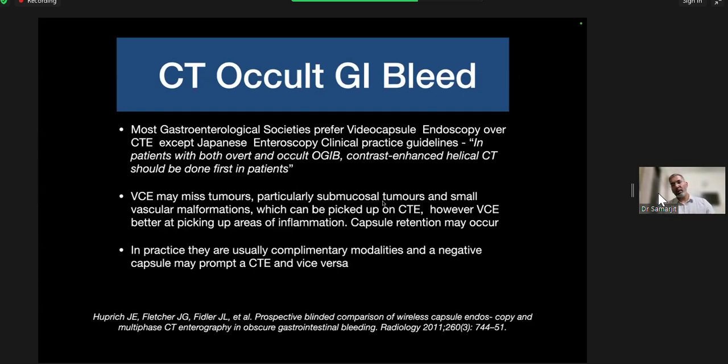However, if you want to pick up mucosal lesions, small ulcers, aphthous ulcers, you can easily pick them up on the video capsule. So CT is better for vascular malformations and small submucosal tumors, video capsule better for mucosal lesions. And of course, if we pick up something and they want to do a video capsule, they will ask us, do you think capsule retention will occur? Which means that we have to rule out any major areas of narrowing or any diaphragm disease where the capsule may get retained. Most of the time, they are complementary modalities.